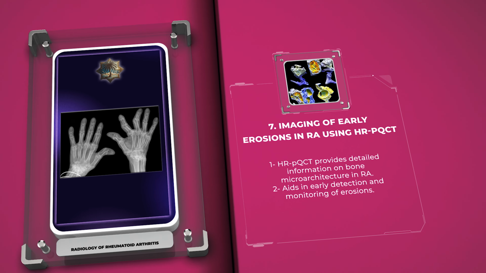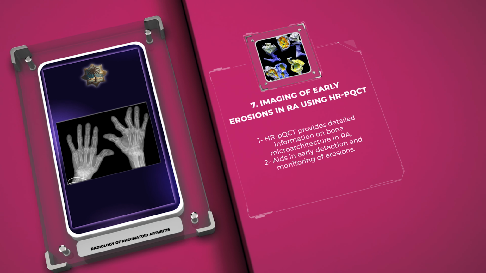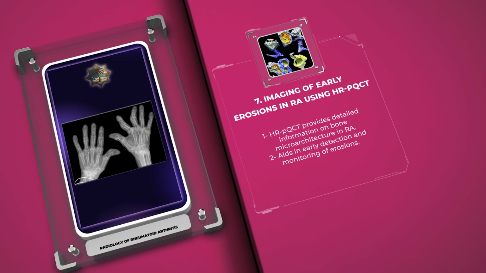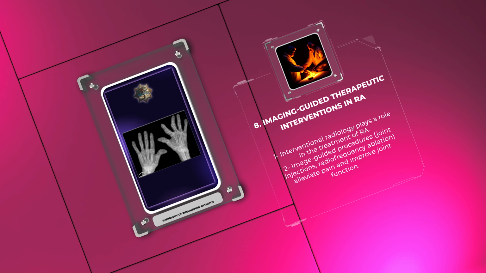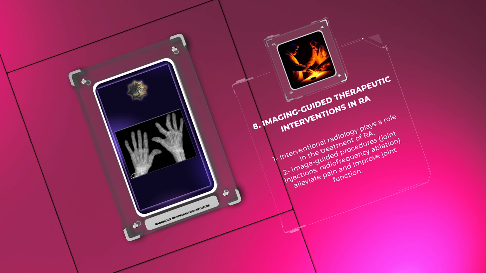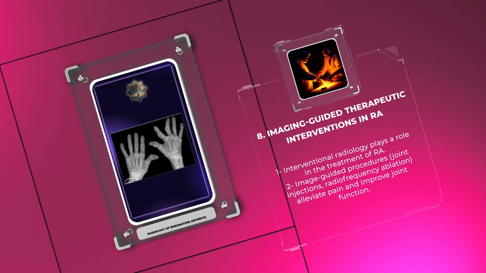the microarchitecture of bones. We will delve into how HRPQ-CT aids in the early detection and monitoring of erosions in RA patients. Interventional radiology plays a crucial role in the treatment of RA. We will explore how image-guided procedures, such as joint injections and radiofrequency ablation, can alleviate pain and improve joint function in affected individuals.